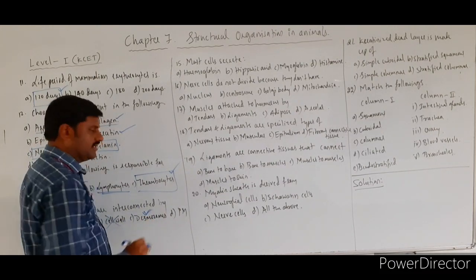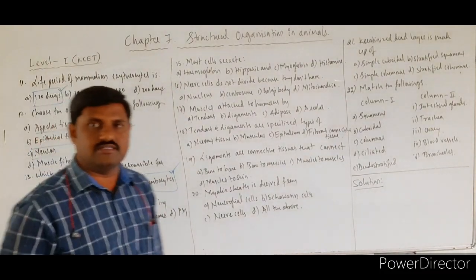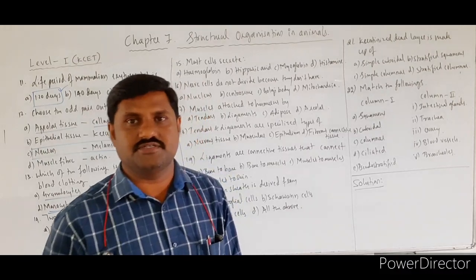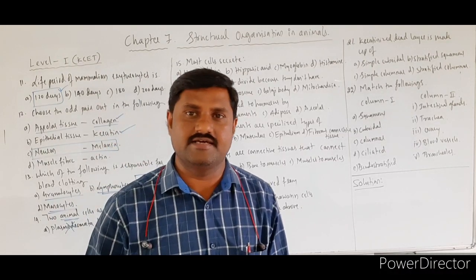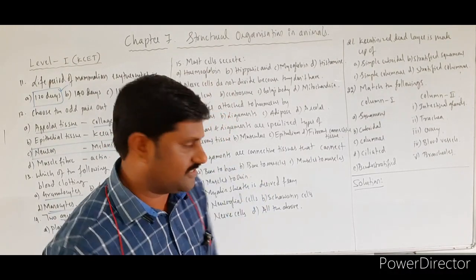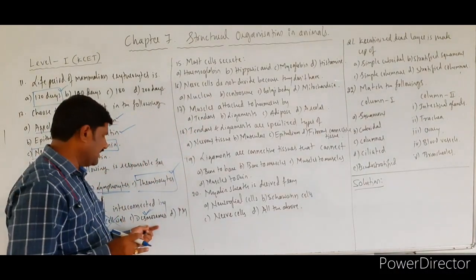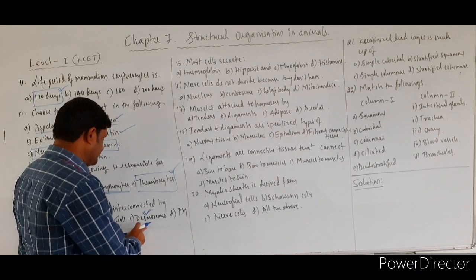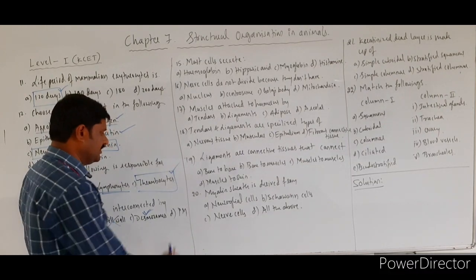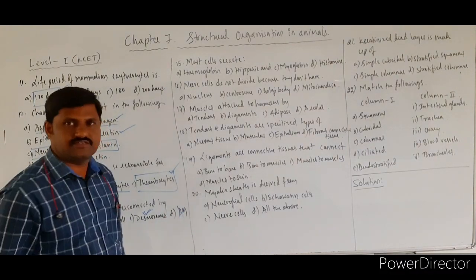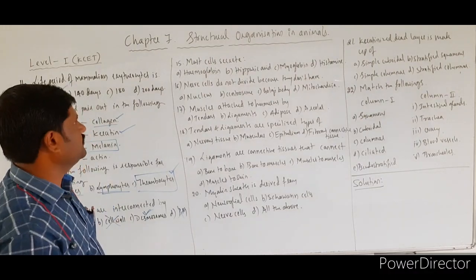Desmosomes, very important one. Desmosomes are the fiber like structures which are seen in adhering junctions. So those desmosomes which connect animal cells, that's why the correct answer for this one is desmosomes. So plasma membrane is also not responsible for connecting two cells.